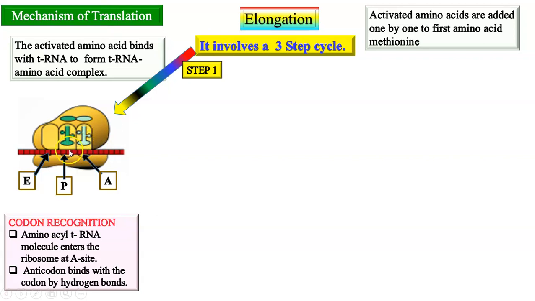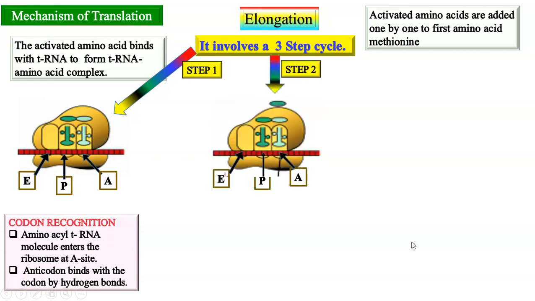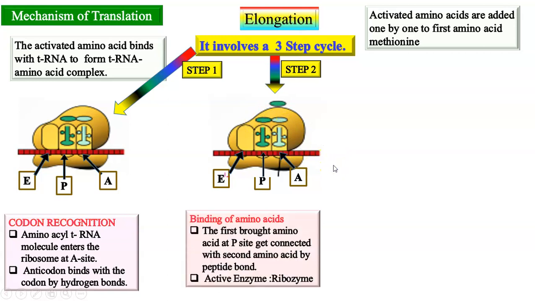The anticodon of transfer RNA and the codon of messenger RNA bind with each other by hydrogen bonds. In step number 2, the amino acid on the first initiator tRNA at the P site and the amino acid on the tRNA at the A site join. Methionine had already come and now the next amino acid is brought. They are joined with the help of a peptide bond, and the active enzyme is the ribosome.